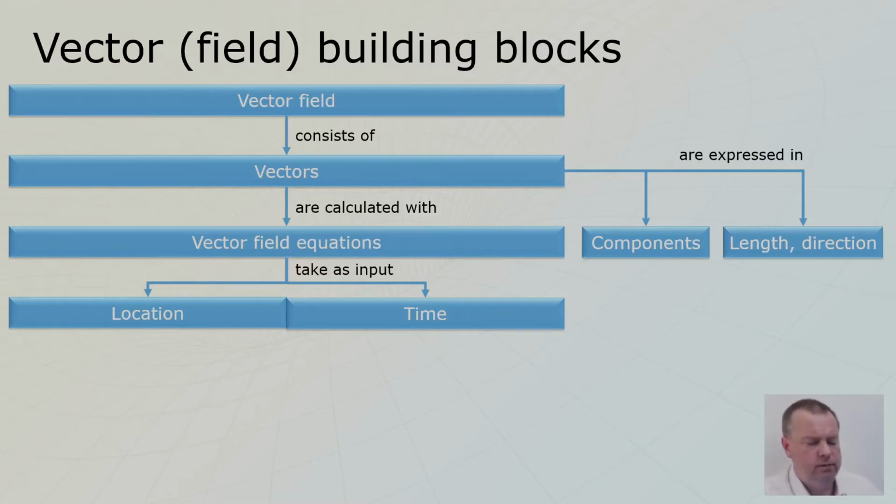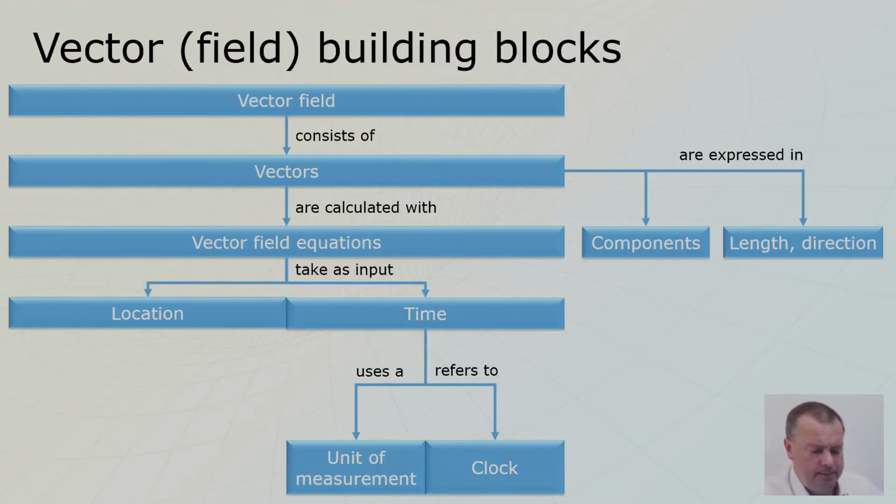Vector field equations take as input a location and a time, and they produce a vector: the vector at that specific time, at that specific location. Time. Well, time is time, right? Well, we have to be really careful on Einstein's mountain when it comes to time. So we need to define the unit of measurement. Are we talking seconds, hours, days, weeks, whatever? We need to choose. And which clock are we referring to? You always need to know which clock we are referring to. It's very important.